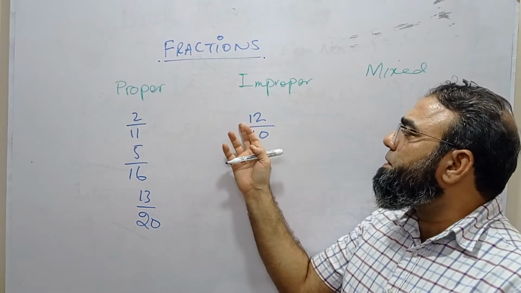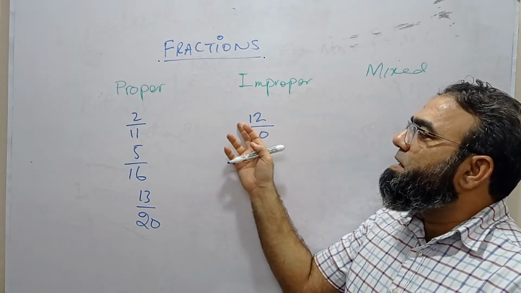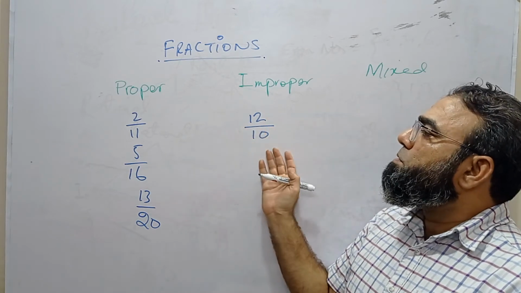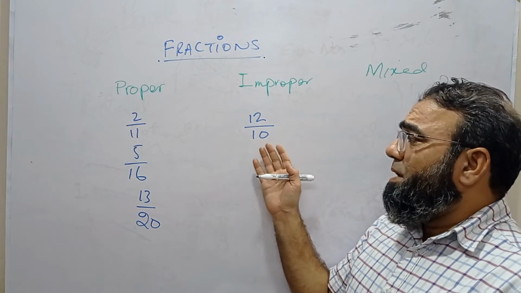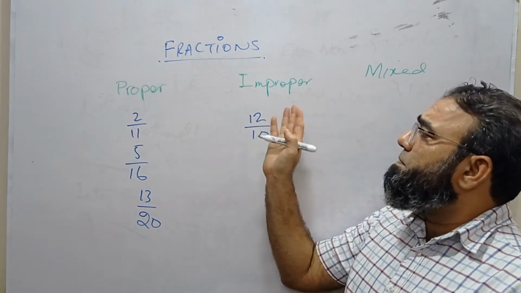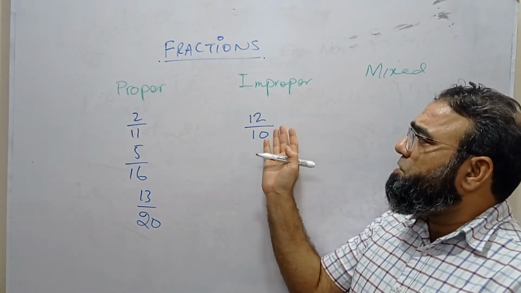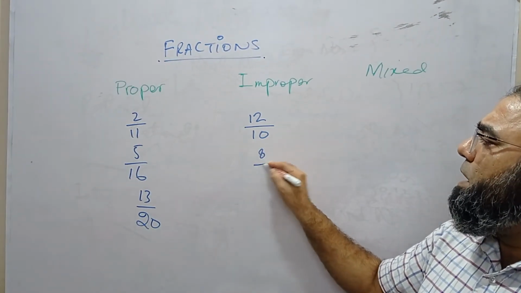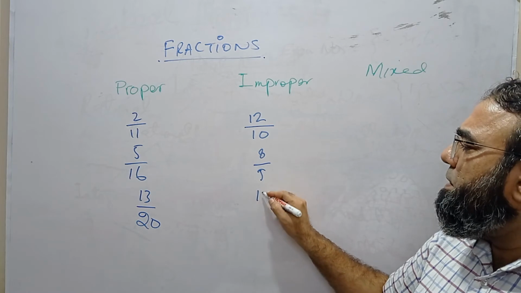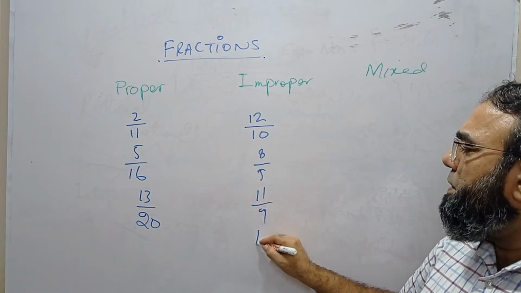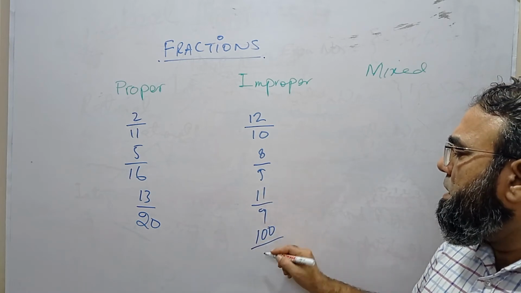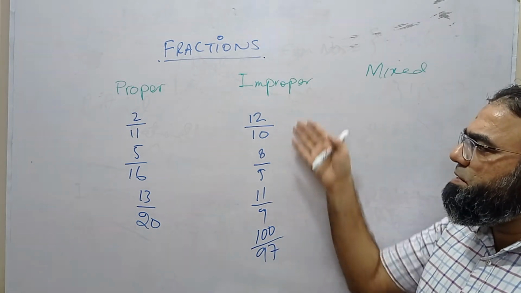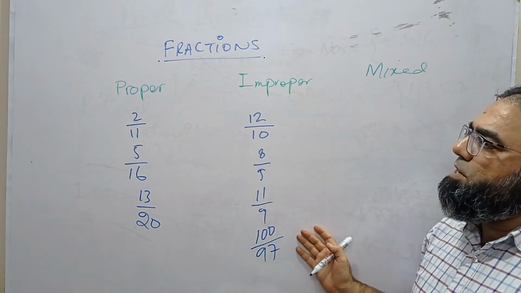I'll tell you in a separate video why we really have such fractions, okay? Just for now, remember that if the numerator is bigger, then the fraction is an improper fraction, okay? For example, 8 out of 5, 11 out of 9, or 100 out of, let's say, 97. So this is 12/10, 8/5. These are the improper fractions, okay?